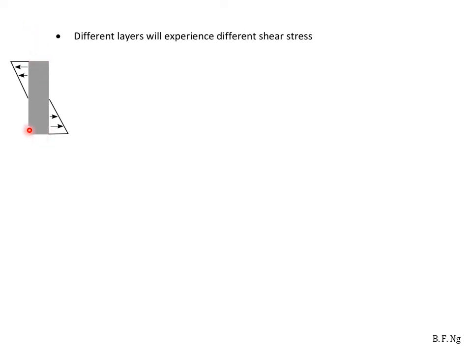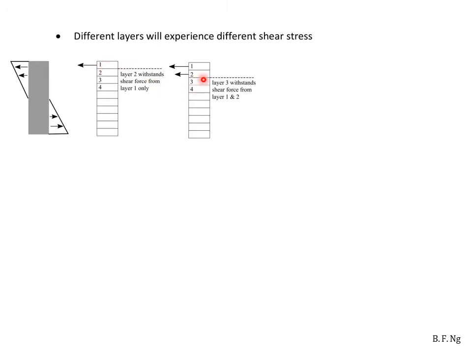We redraw the section here with the associated forces. We can assume this section to be made up of different layers. Layer 2 itself will try to prevent layer 1 from sliding to the left due to the forces. As such, there will be a shear stress between layer 1 and layer 2. Layer 3 over here will try to prevent layers 1 and 2 from sliding to the left. As such, there will be a shear stress here which is larger because it's trying to withstand or prevent the sliding from the forces on 1 and 2. Same thing for the shear stress between 3 and 4, which is going to be much larger.